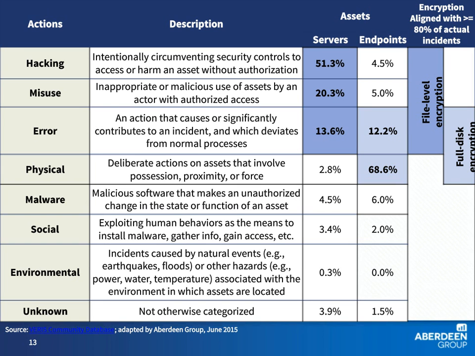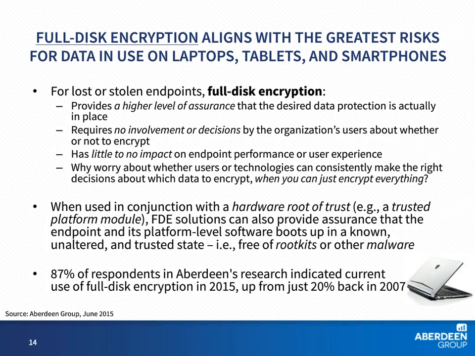And then on the endpoint side, we see 68.6% had to do with physical. Another 12% had to do with human error, and those are the highest probabilities here, you could say, for problems on the endpoint side. Those are the things that align well on the endpoint side. And in many ways it's happy news, because it explains that the market is getting it right. We may not have described it right in terms of risk properly defined, but when we talk about full disk encryption at the endpoints, it really does align pretty well with the greatest risk that we see. It provides a high level of insurance that the desired protection is really in place.